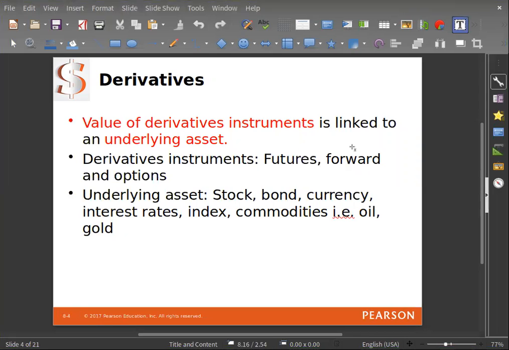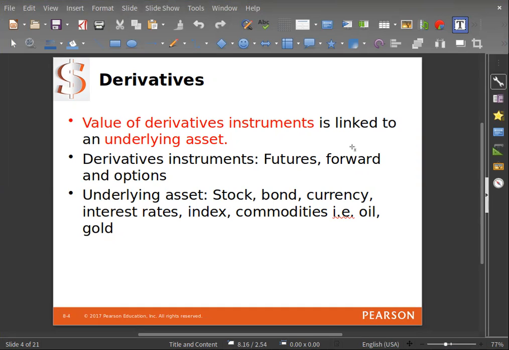As you can see in the word itself, derivatives comes from derive. So it is something that is derived from something else. In finance, a derivative is an instrument which derives its value, which draws its value, which receives its value from something else. Now that something else is what we call an underlying asset.